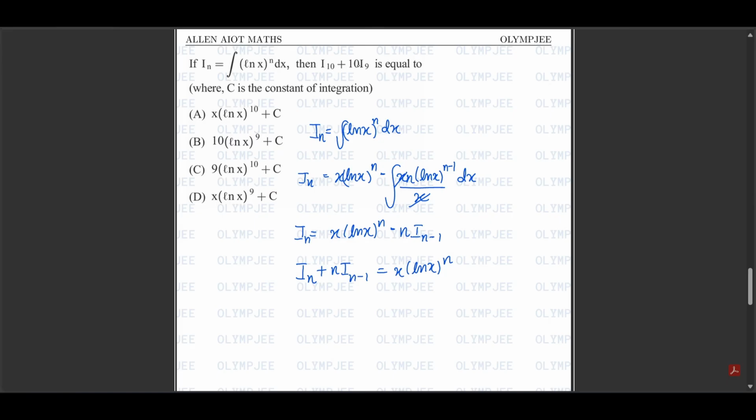So now if we put n is equal to 10, which is what we need to find, so we will get I10 plus 10 times I9 is equal to x ln x raised to the power 10 plus c. I forgot the integration constant. So this is equal to option A. So A is the correct answer.